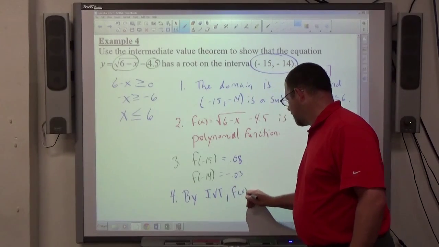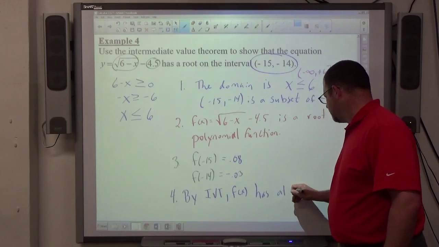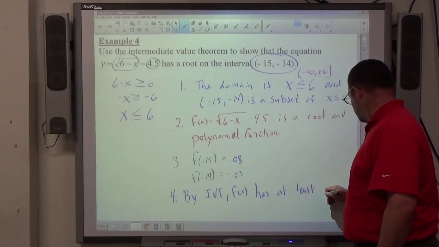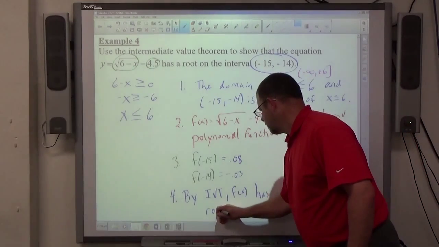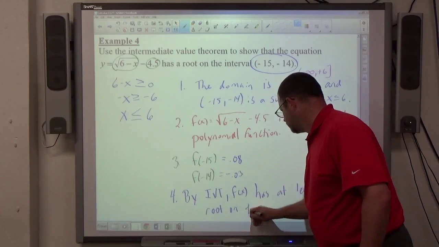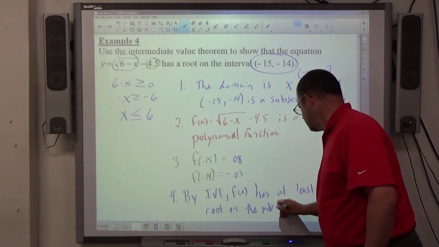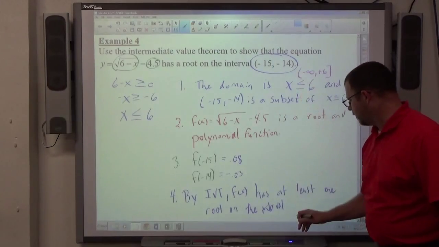f of x has at least one root on the interval negative 15 and negative 14.